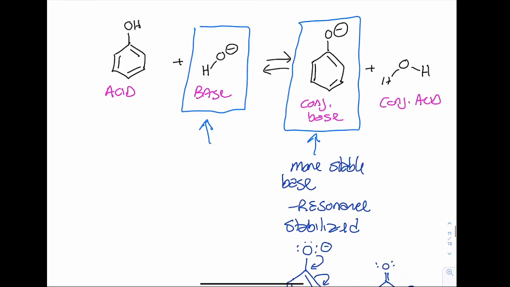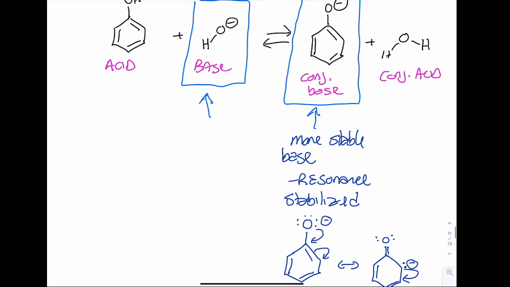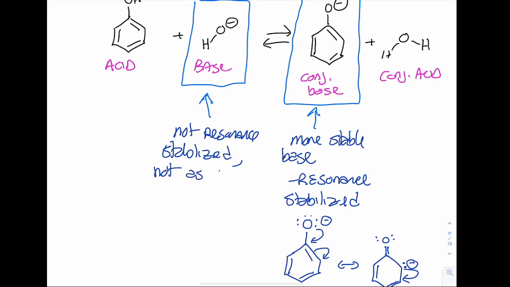So because that base is resonance stabilized, it's more stable, so we would rather form that base than hydroxide ions. Hydroxide ion is not resonance stable. So not as stable as this one, which is a phenoxide ion. Not that you need to know that yet, but that's what it is called. It's just even too messy for me.